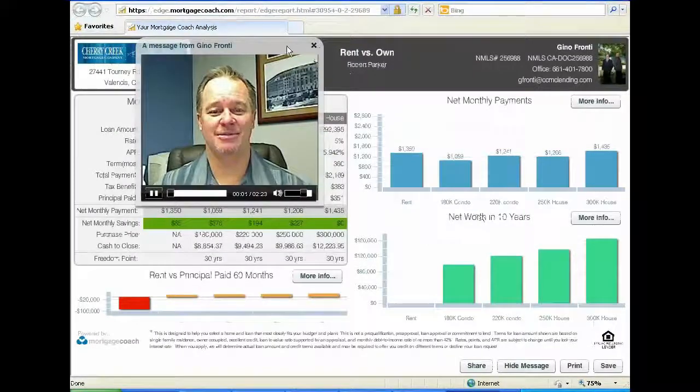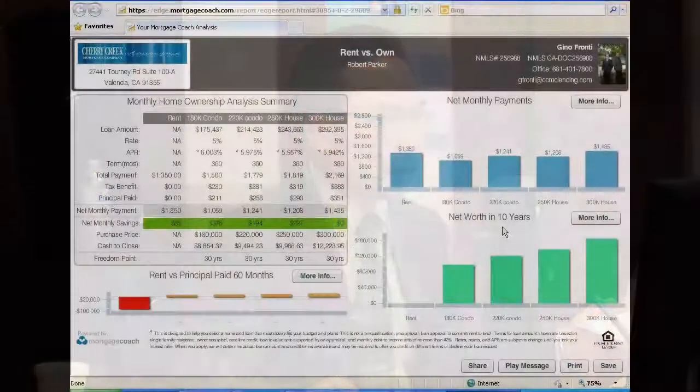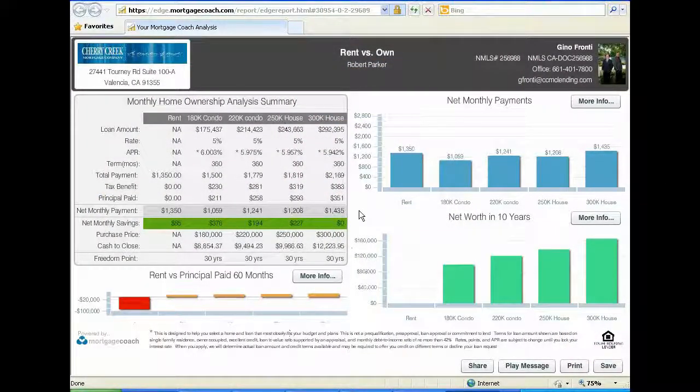So I'm going to skip the video, but you guys get the point, that you would record yourself, and it would play as soon as the client clicks on the link. I'm going to skip all that, but what this does is state that if you were to rent here, right here we have a total rent of about $1,350, and if they were to buy a $180,000 condo with 5% down, their total payment would be about $1,500. But because of tax benefits and the mortgage interest write-off, you would be able to take off $230.